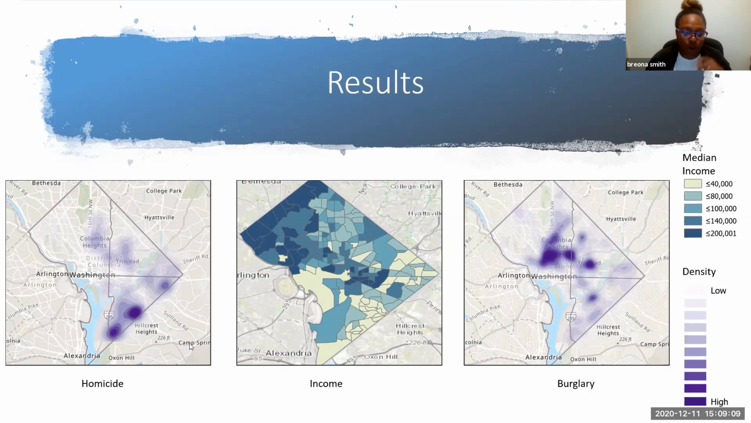These maps show violent crime and property crime, and correlate it to the median income within the area of Washington, D.C. So for homicide, a violent crime, it shows that most crimes are done within the Southeast area, and this correlates to a lower median income. The burglary in the northwest corner of DC correlates to a higher median income.